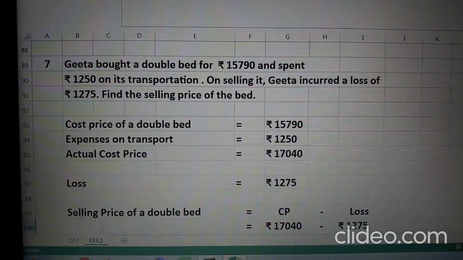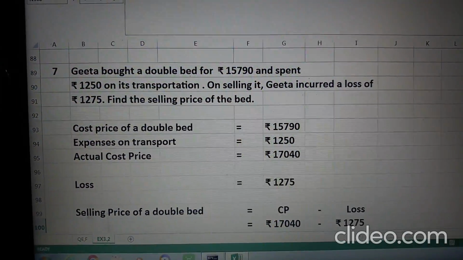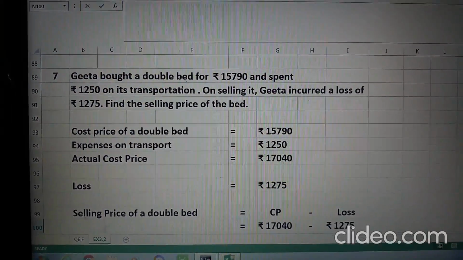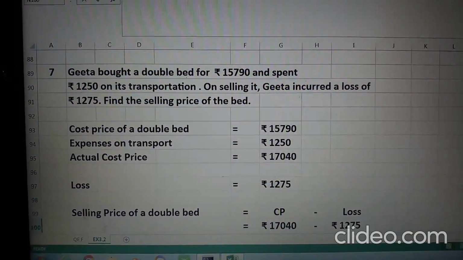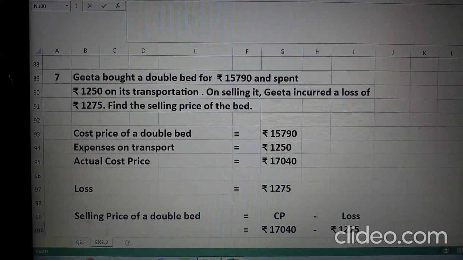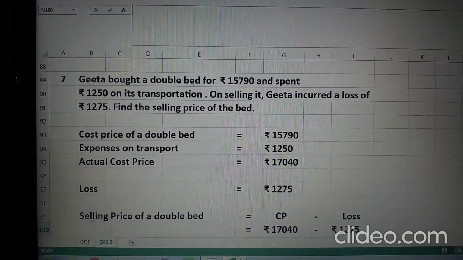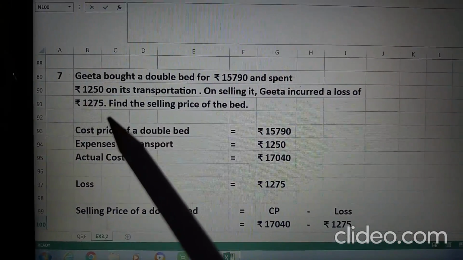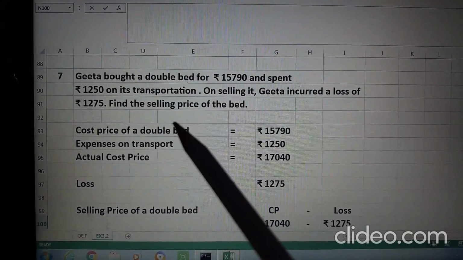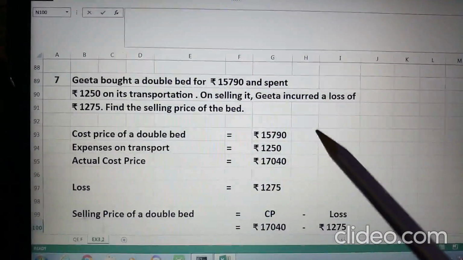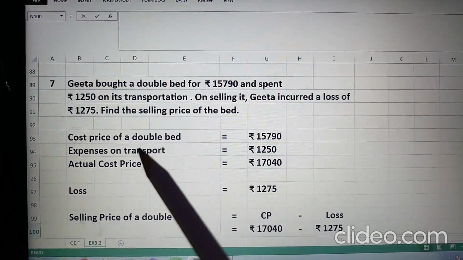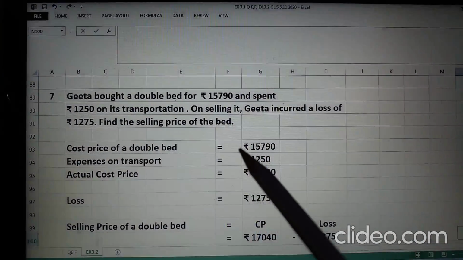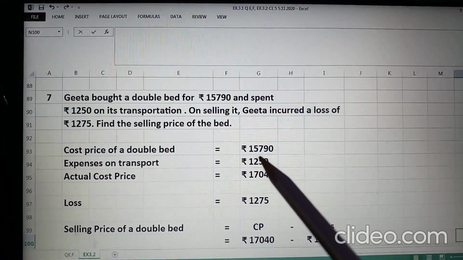Now, seventh question is, Geeta bought a double bed for rupees 15,790 and spent rupees 1,250 on its transportation. On selling it, Geeta incurred a loss of rupees 1,275. Find the selling price of the bed. Now, Geeta ने एक डबल बेड परचेज किया और उसको ट्रांसपोर्ट पे उसको 1,250 रुपीज स्पेंड कर दिए. Later on she sold it and incurred a loss, और उसको लॉस हुआ उसको सेल करने में 1275. और आपको फाइंड आउट करनी है what was the selling price of the bed.